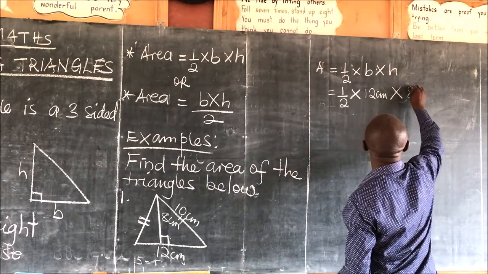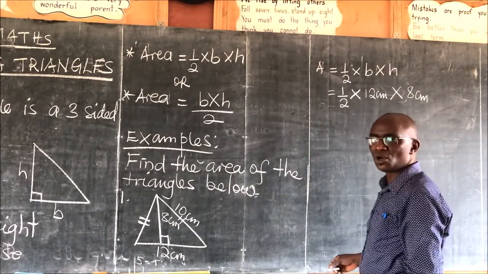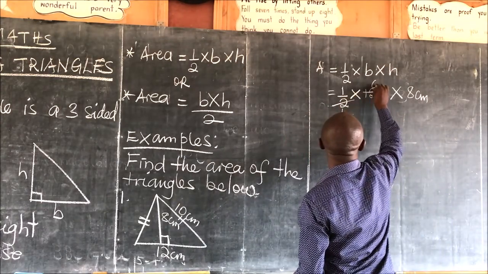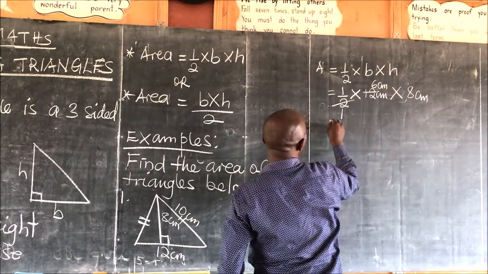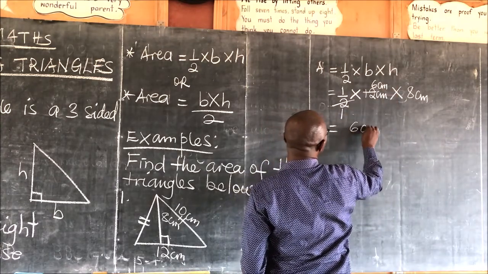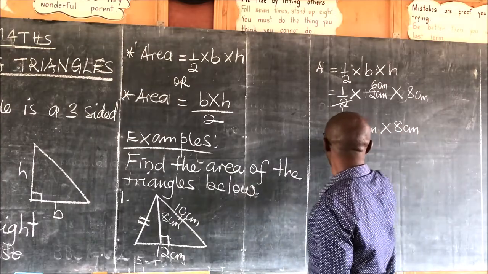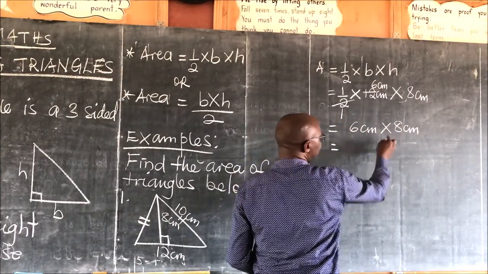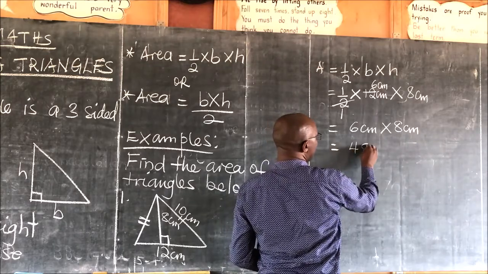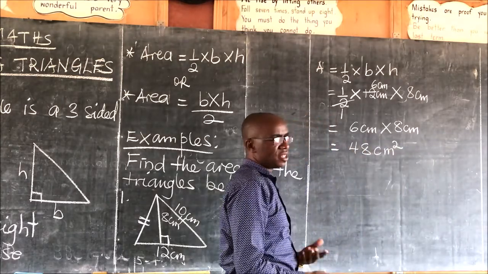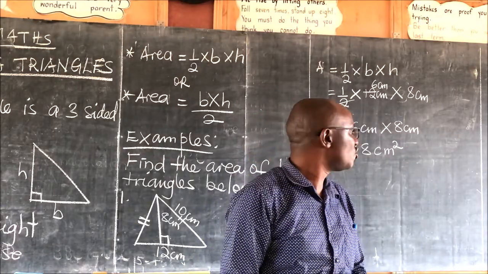So we substitute, which is a half, times the base, which is 12 centimeters, times the height, which is 8 centimeters. So we can reduce it by 2, 1 by 2, we have 6 centimeters. So we have 6 centimeters times 8 centimeters. And 6 times 8, that is 48. CM times CM, that is CM square. So that is the area of that triangle.